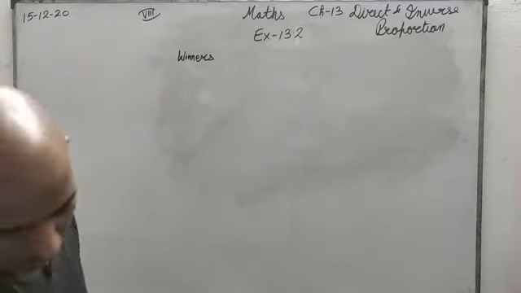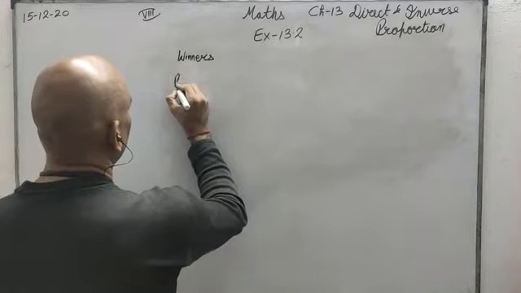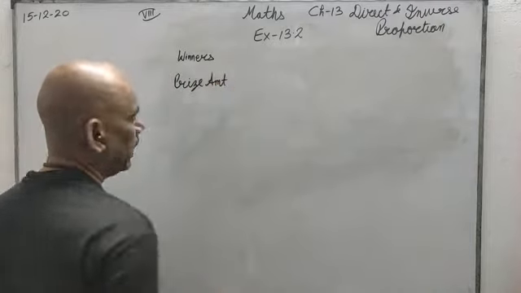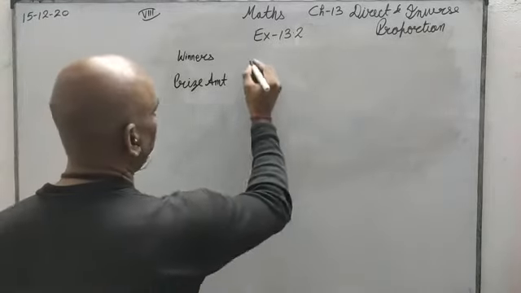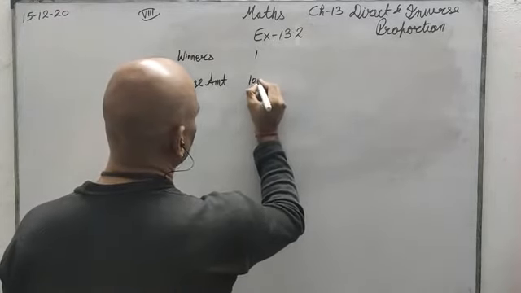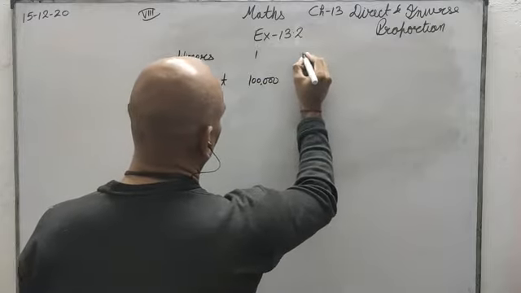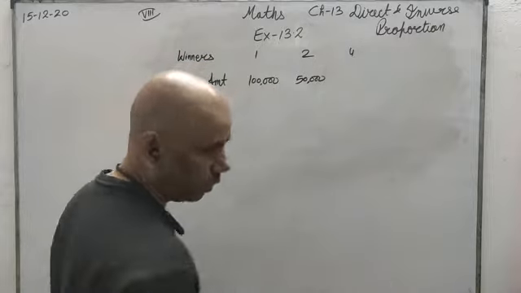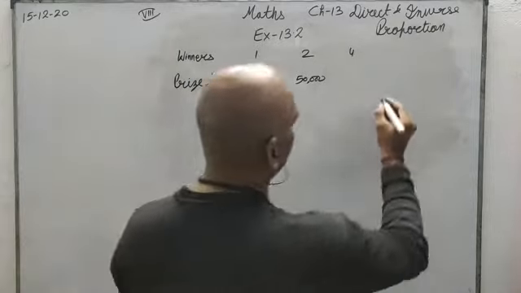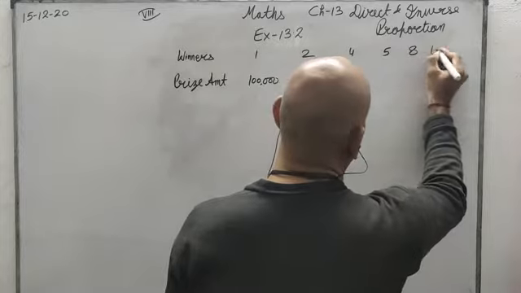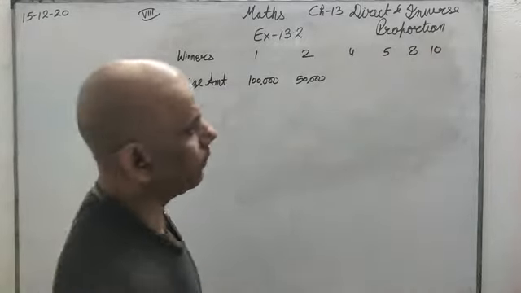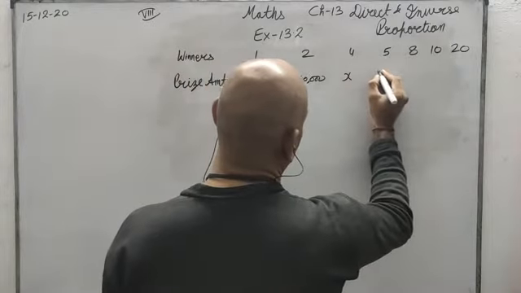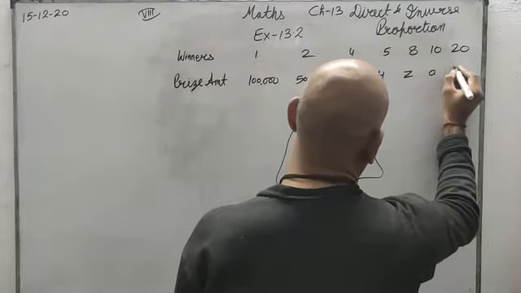Winners and prize amount. So if the winner is 1, the prize amount was 1 lakh. If the winner is 2, the prize amount is 50,000. If the winners are 4, what is the prize amount? Then for 5, then for 8, then for 10, and in the end for 20. So you will have to complete this table. I'm writing it X, Y, Z, A, P.